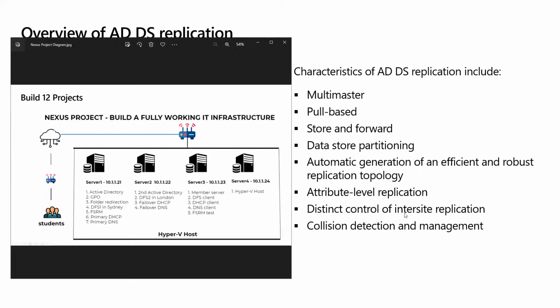Another one is distinct control of inter-site replication. They have a special site replication policy. Let's say, for one example, a password should not be changed here, or a password cannot be replicated for security reasons. And there's another characteristic, such as collision detection and management. Let's say two admins change the first name at the same time. They change the first name here.